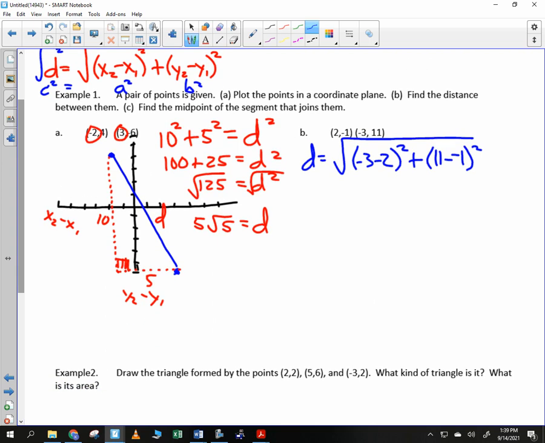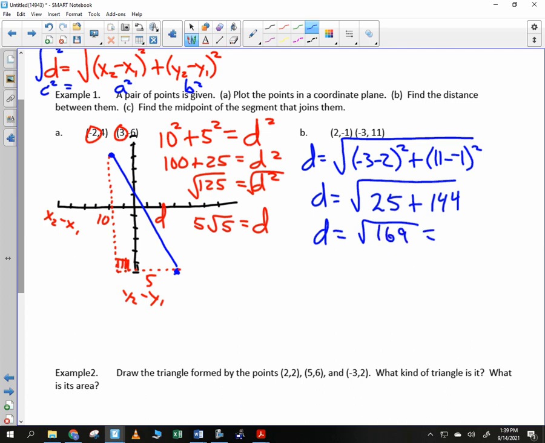So if you prefer to use the formula, there you have it. On the ACT, they generally produce a graph. I would not use the formula. I would count and use the Pythagorean theorem. But if you're just given the 2 points, a lot of times you just go to the formula. So distance is equal to the square root of -3 minus 2 squared. Yep, 11 minus -1 is 12. Squared is 144. So we get 13.